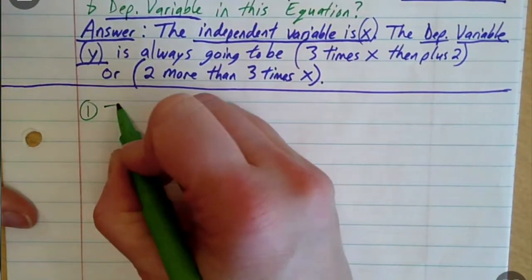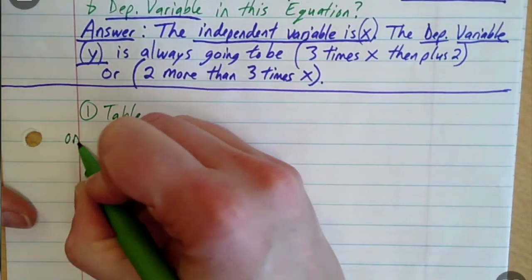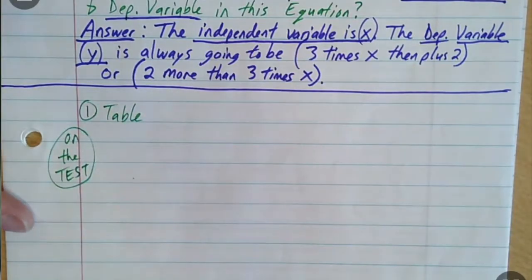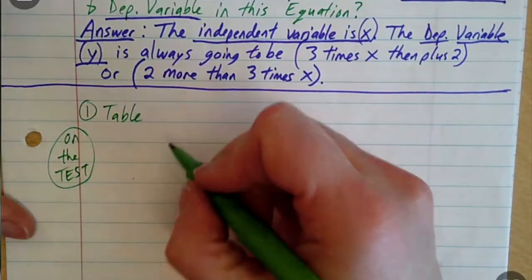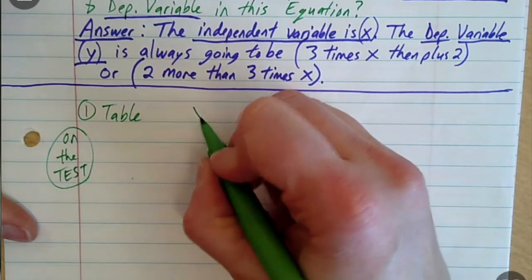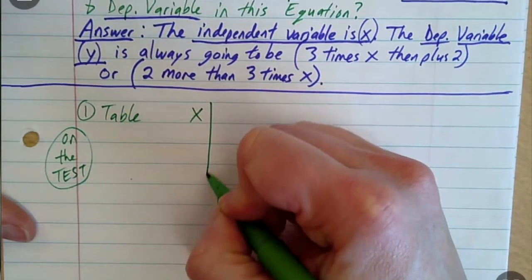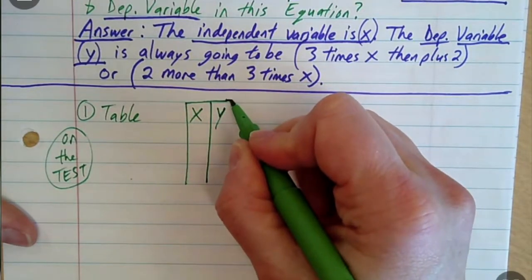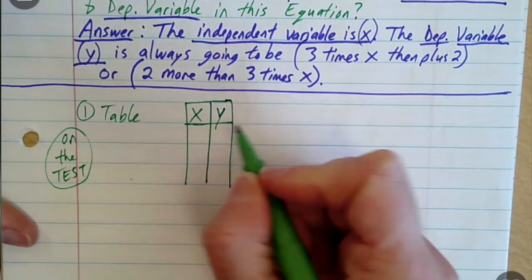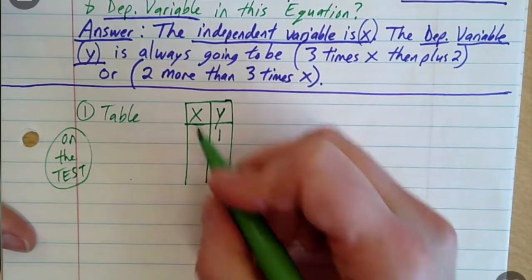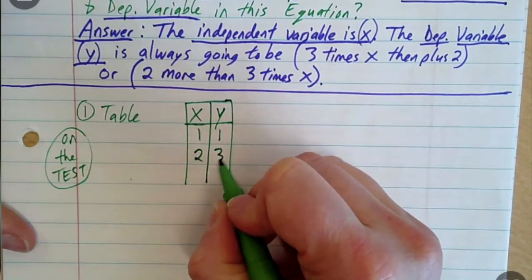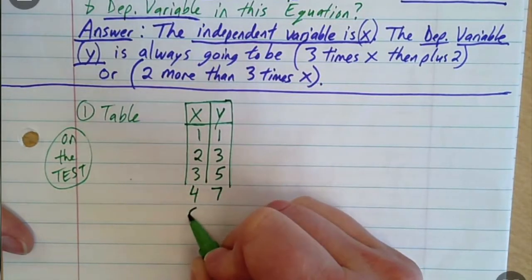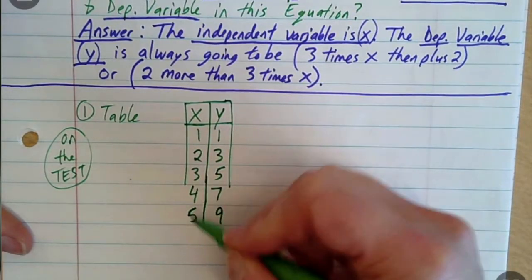So I'm going to give you a table. This is on the test, so I want to make sure you know this. On the table, I give you something like x and y, and then I give you 1, 1, 2, 3, 3, 5, 4, 7, 5, 9. I've got to extend my table down a little bit.